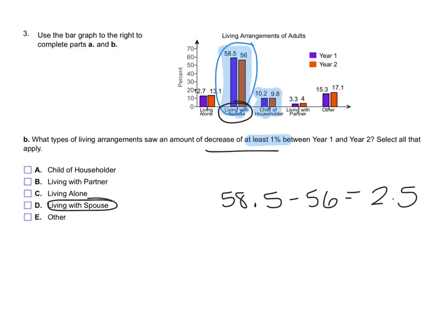Now I'm going to look at the second group that I highlighted, and this is 10.2 minus 9.8. And that gives me a value of 0.4, which is not at least 1%, so I won't include that in my answer. So my only answer is living with a spouse.